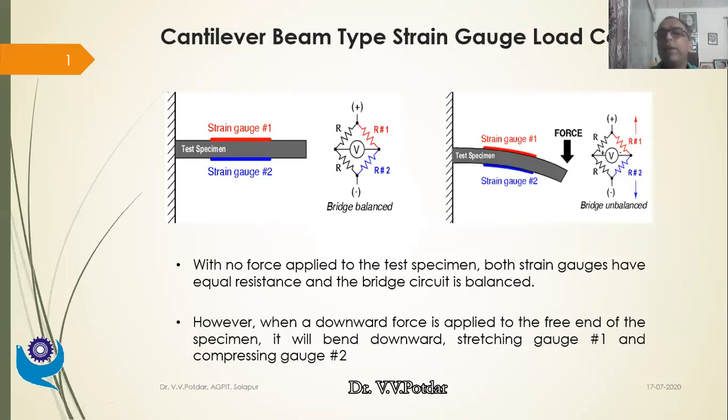For different loads, I'll be getting different output voltages, and for different output voltages, I can find out how much is the experimental strain. Now, after knowing experimental strain, from once again Young's modulus equation, stress upon strain is E. So strain I know, E I know, I can find out how much is the stress.